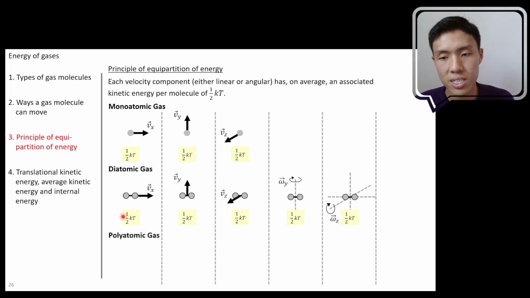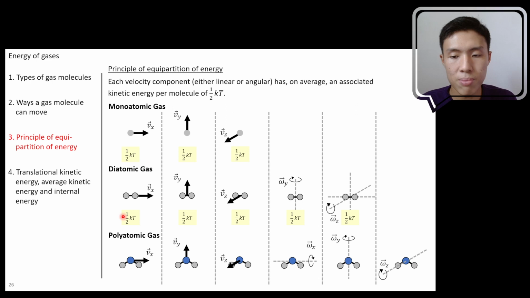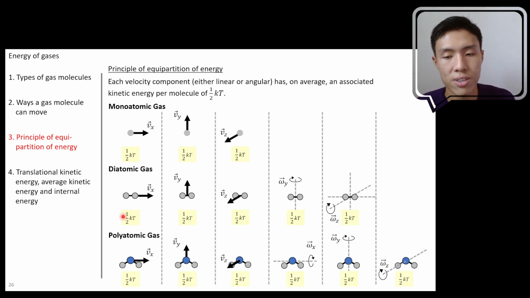We carry forward the discussion to polyatomic gas molecules, assuming that all molecules that we discuss here have 6 degrees of freedom. Each of these 6 degrees of freedom will have a kinetic energy per molecule of half kT. So basically, that's the idea of the principle of equipartition of energy when it's applied to a gaseous system.